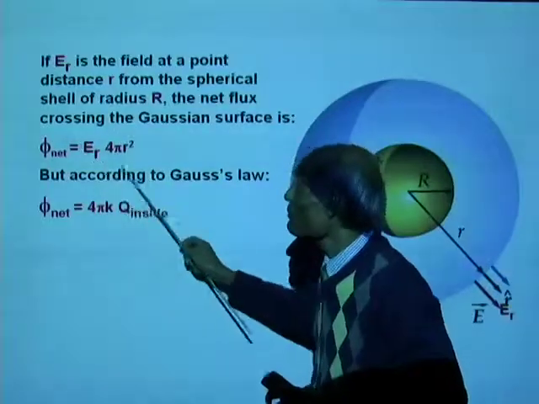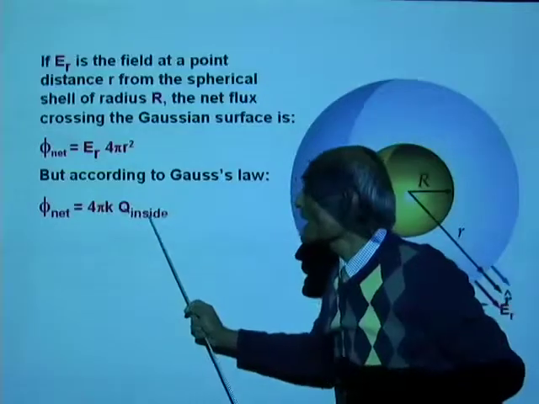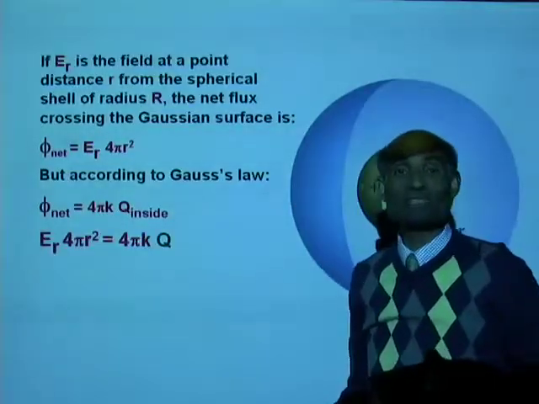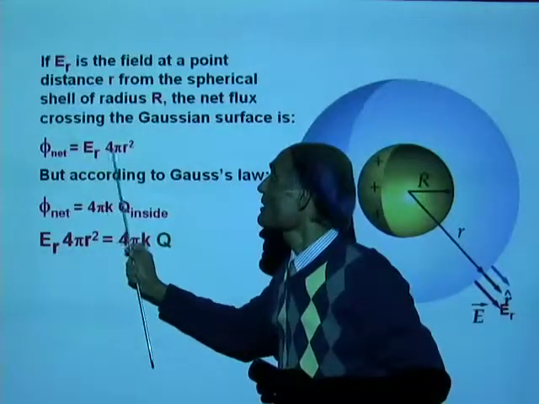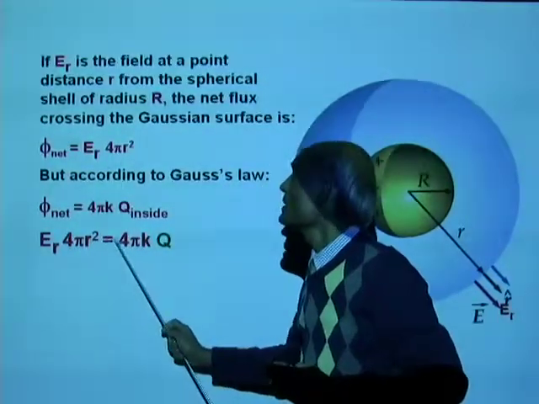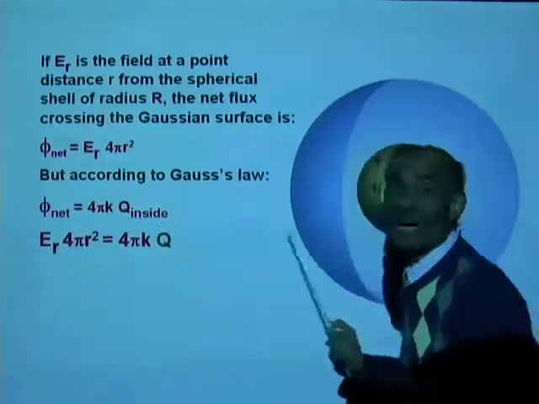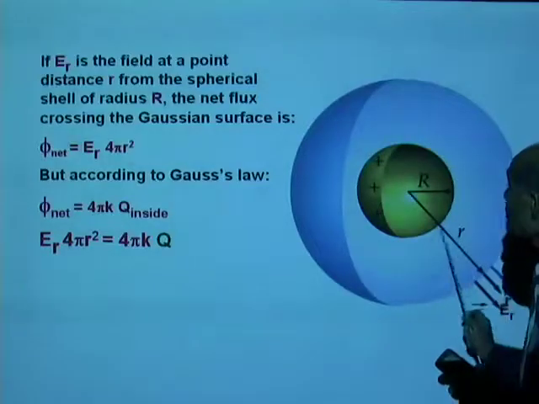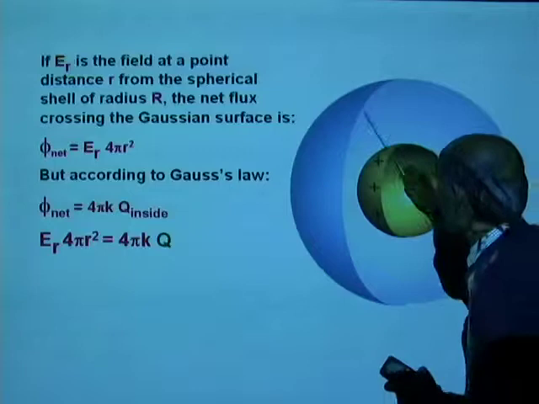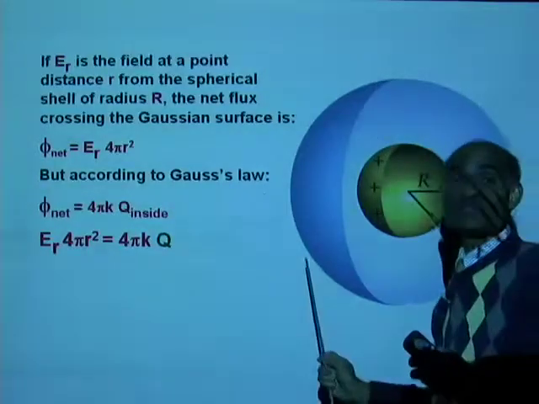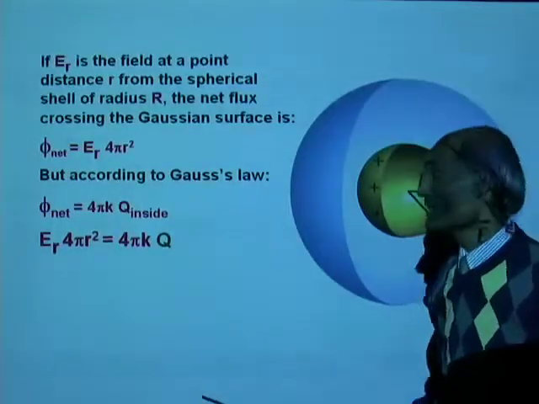The net flux leaving the Gaussian surface is equal to 4 pi k times Q inside. So we take these two and equate. E R times 4 pi R squared equals 4 pi k times Q inside. Q inside is the amount of charge carried by the shell, and all that charge is inside the Gaussian surface. And therefore, this is the charge carried by the shell.